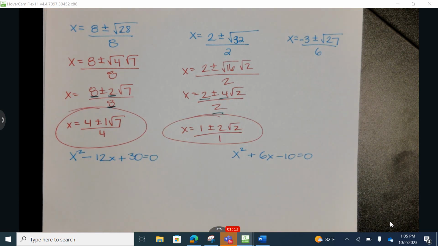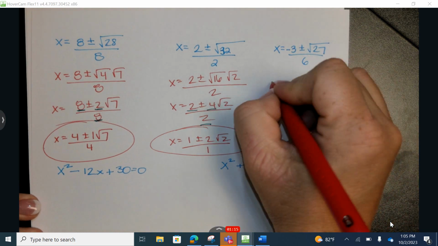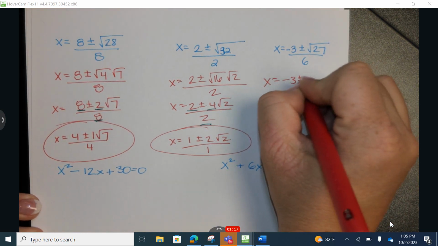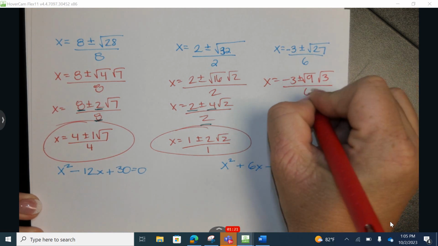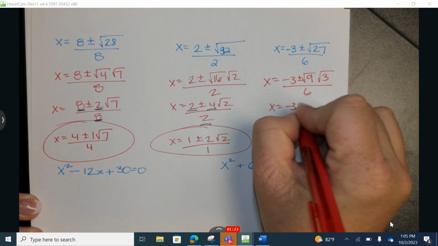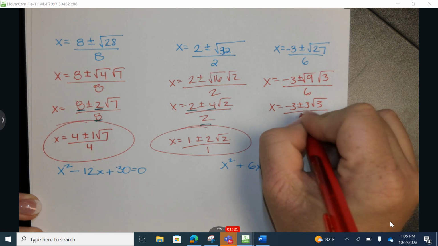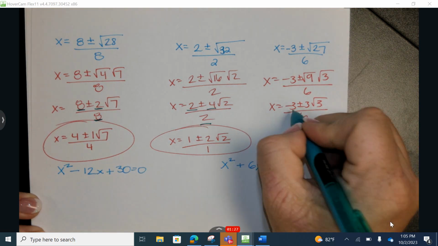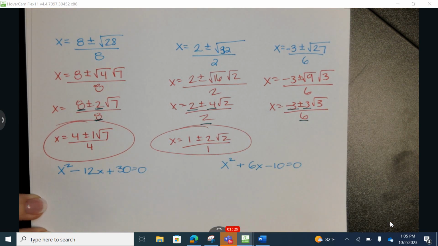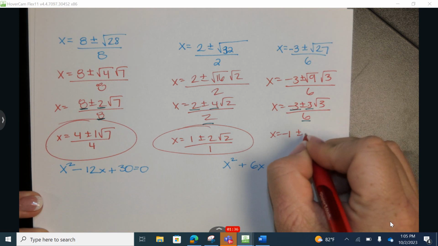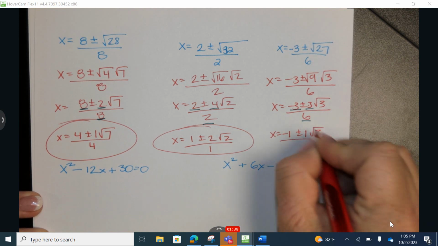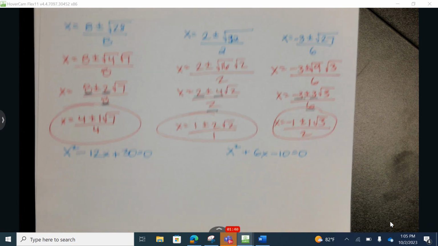Our last one. What is the largest perfect square that divides nicely into 27? And that would be 9 times 3. The square root of 9 is 3. Okay, and now I'm focused on the three values that are underlined. What is the largest number that divides into each of those? It would be 3. Divided by 3, divided by 3, and divided by 3.